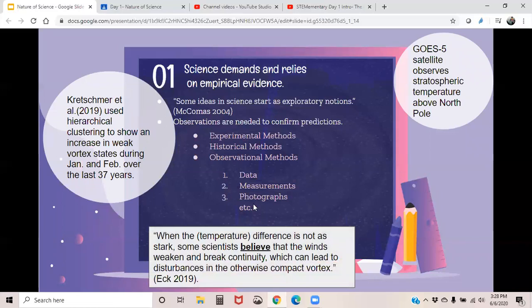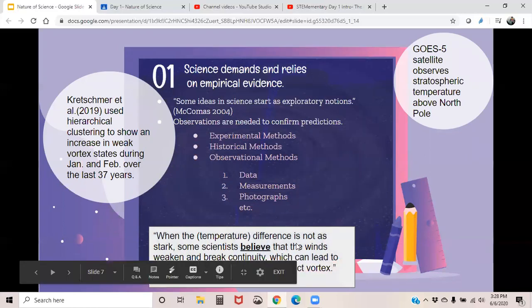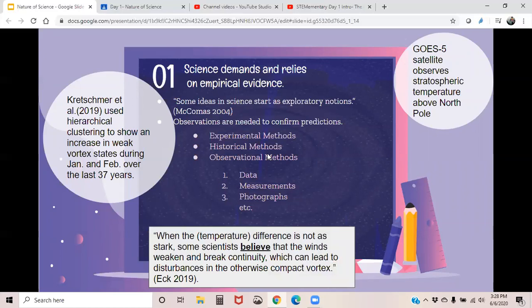And so I just wanted you to pay extra attention to some verbiage that's used by people in that video. So they say when the temperature difference is not as stark, some scientists believe that the winds weaken and break continuity. And so it's this clause here that really is what the evidence is needed for. And so we really need to find a link between the temperature difference and these behaviors.